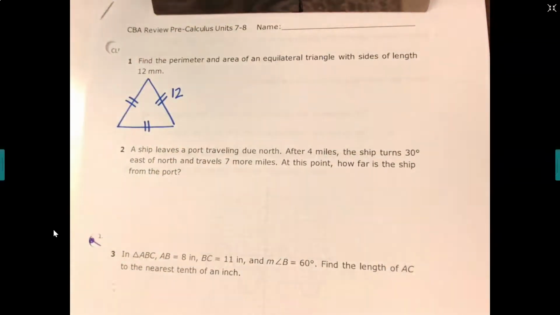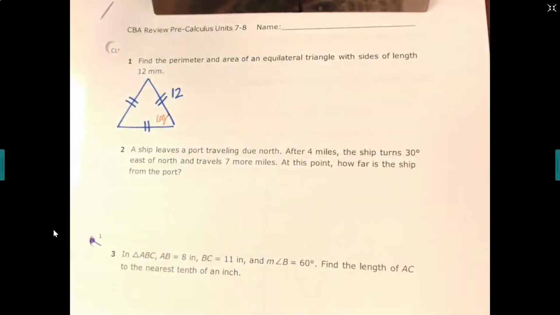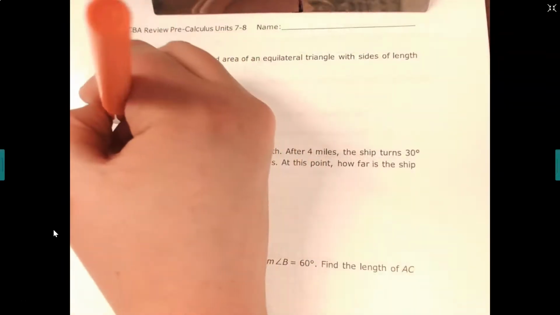Okay, what do you know about the angles in an equilateral triangle? All three angles have to be the same, or 60. Very good. Now, if you didn't remember that they were 60, here's how you would figure it out. What do they have to add up to? 180. Divide that into 3 equal angles. Each one has to be 60, right? So that means this one is 60, this one is 60, this one is 60.